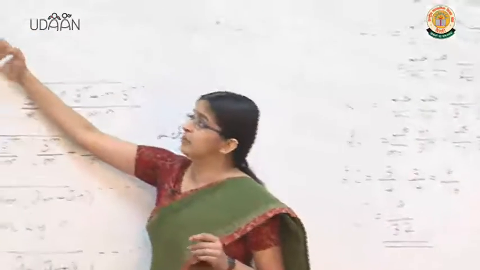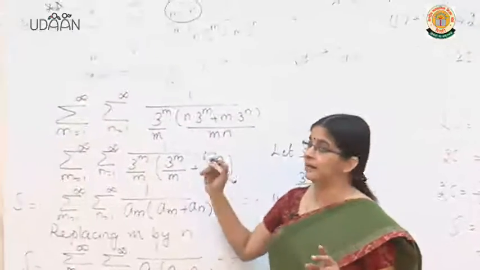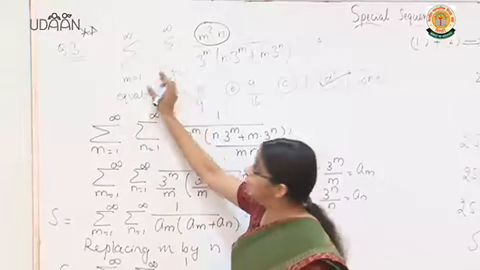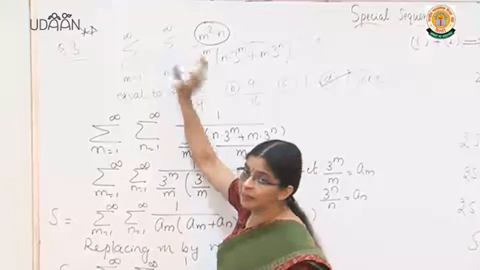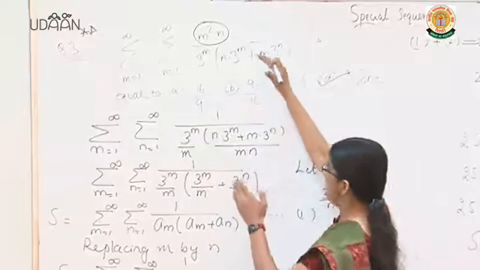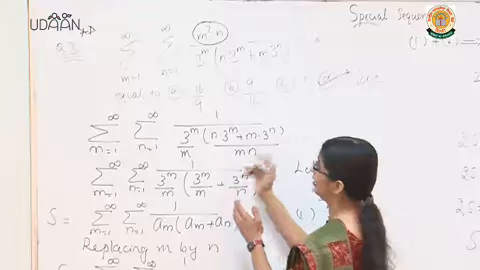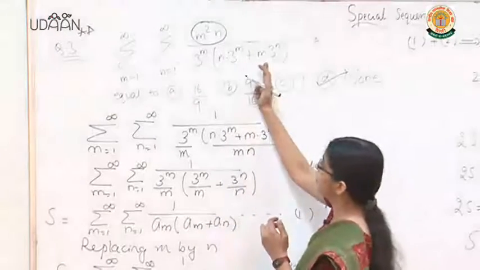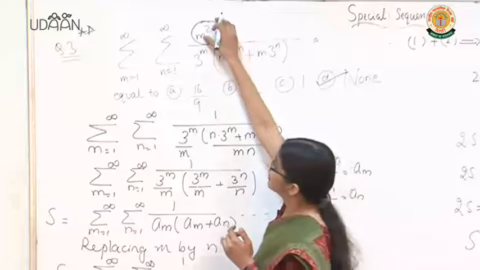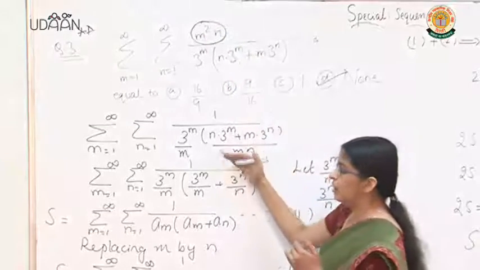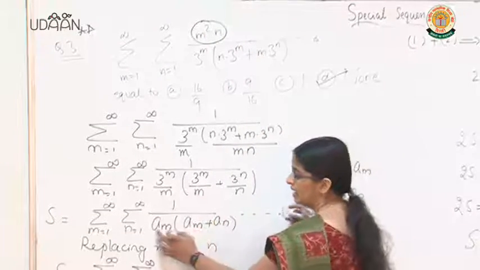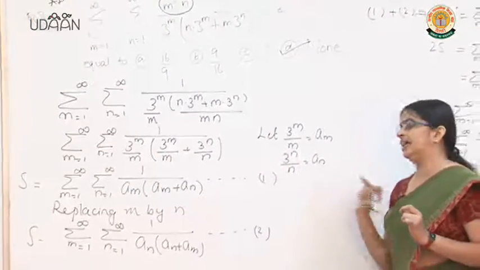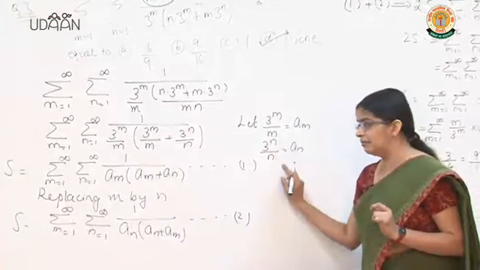Whenever questions of double sigma are there, as I told you, 2 types are there. In this case, these two sigma are independent. The value of m is given separately, n value is given separate. So what I have done is I tried to separate the terms in m and n like this. It was given mixed together. To separate it, I have taken this term to the denominator and separated this. For calculation, I have denoted 3 power m by m as a_m and a_n as 3 power n by n.